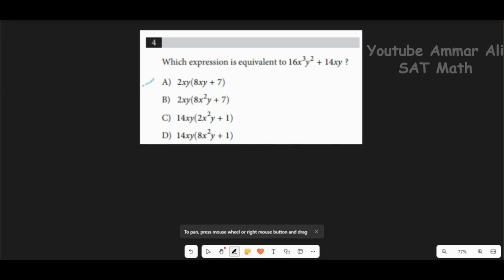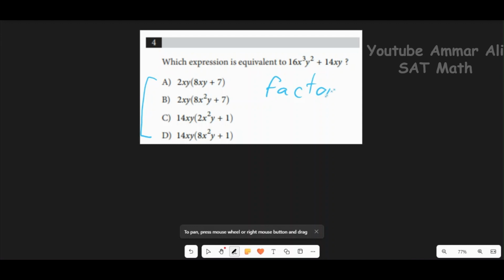This is a question from the official 2024 practice test 5, linked in the description below so you can follow along. Which expression is equivalent to 16x cubed y squared plus 14xy? And then they give us a bunch of answer choices here. So the concept they are trying to test us on is factoring, right?